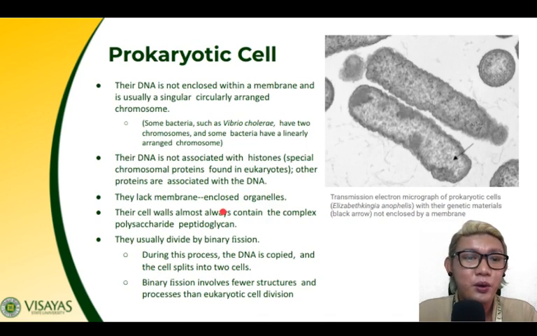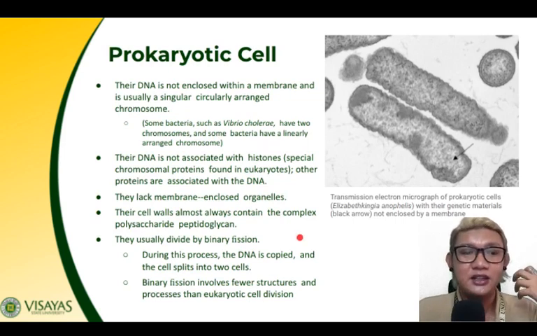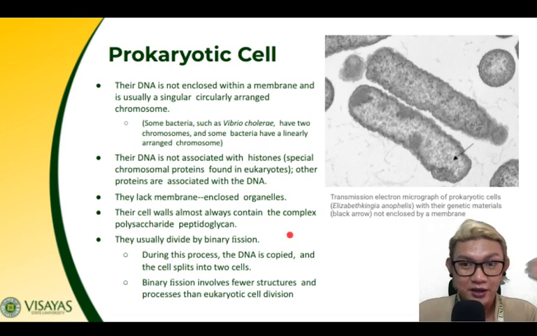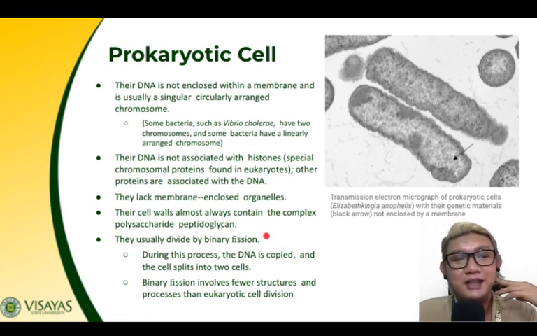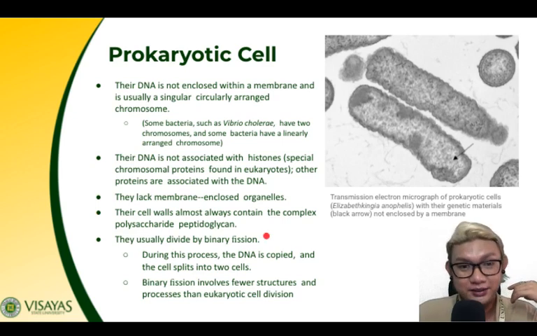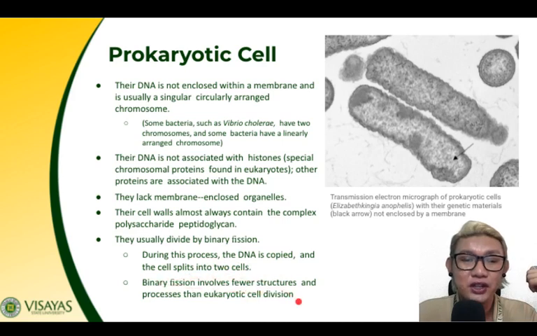Now, prokaryotic cells lack membrane-enclosed organelles. Unlike the eukaryotic cell, they have no membrane-bound nucleus, mitochondria, chloroplasts, or other organelles. Their cell walls almost always contain the complex polysaccharide peptidoglycan. And they usually divide by binary fission. During this process, the DNA is copied and the cell splits into two cells. Binary fission involves fewer structures and processes than eukaryotic cell division.